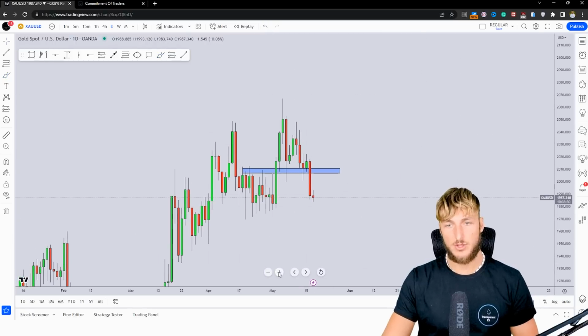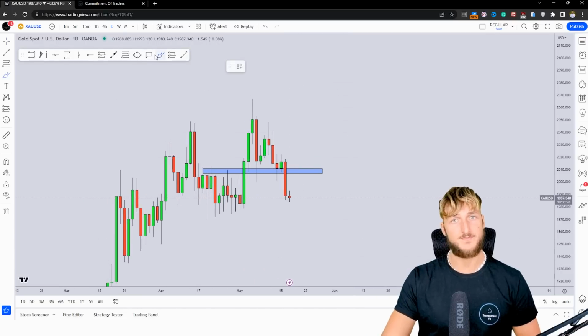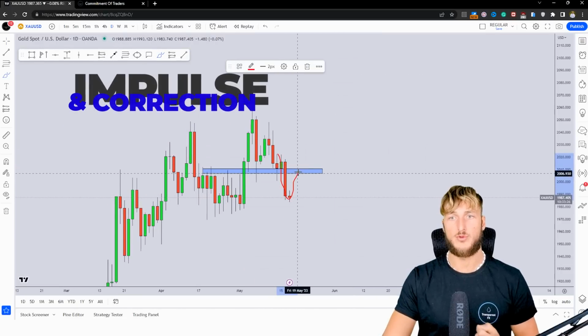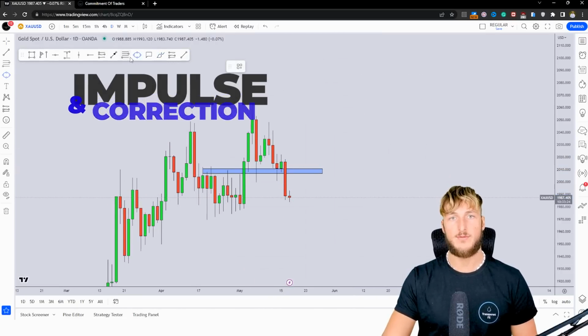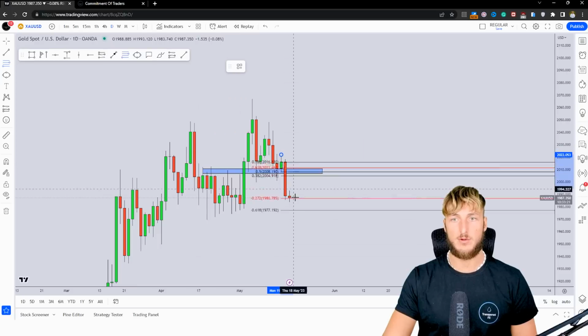We can also notice that if we look at the patterns of this market, if we have an impulse and we want to measure the correction, we have to take our Fibonacci from the high to the low of the impulse leg.